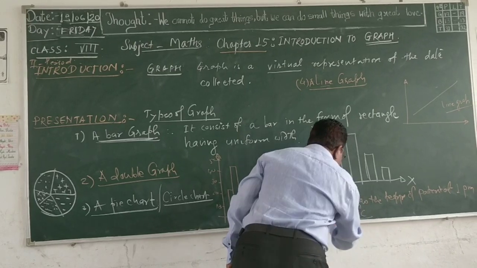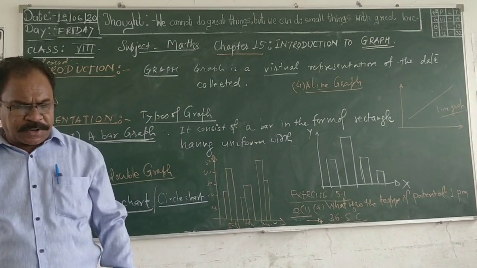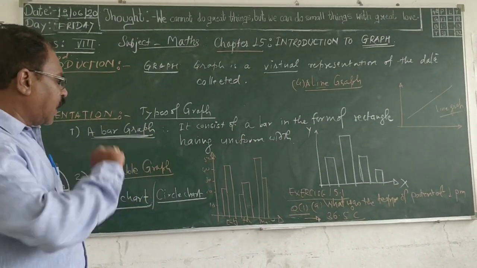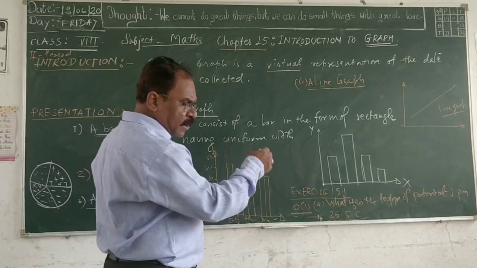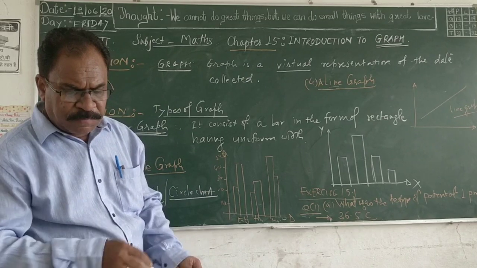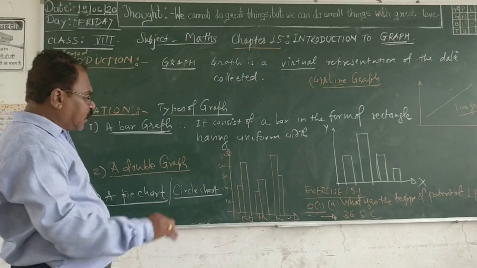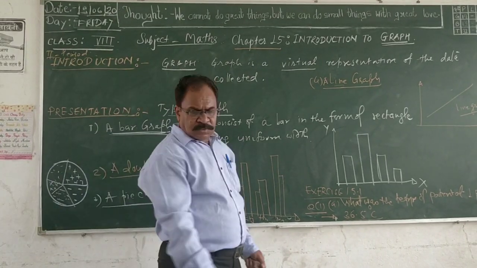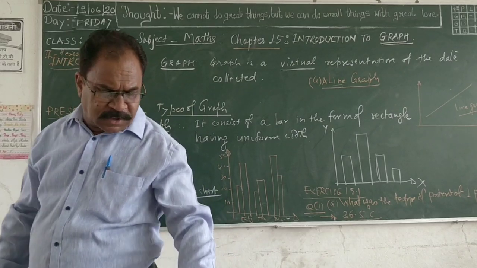36.5 degrees Celsius. This is the temperature of the patient at 1 p.m. Similarly, another question is, when was the patient's temperature 38.5 degrees Celsius? So again, on the y-axis the temperature is given.